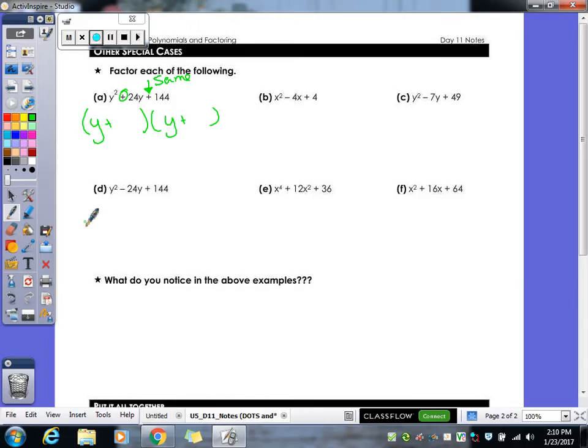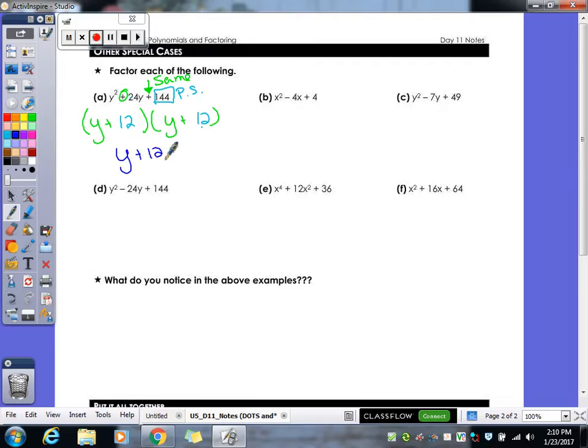So we got to look for factors of 144 that are going to give us 24 in the middle. And hopefully you notice 144, that is a perfect square. If we take the square root of 144, we get a 12. So if I put 12s here, 12 plus 12 would give me my 24 in the middle. So that's the special thing here.